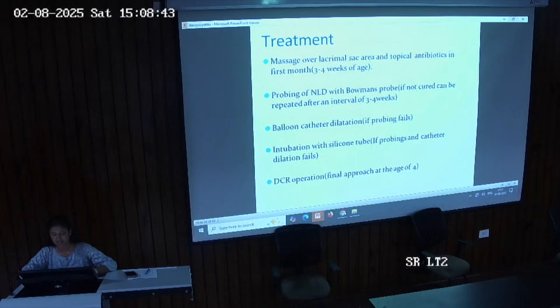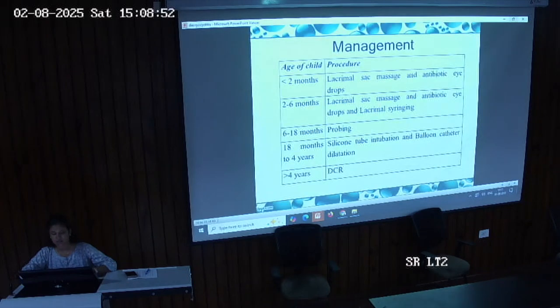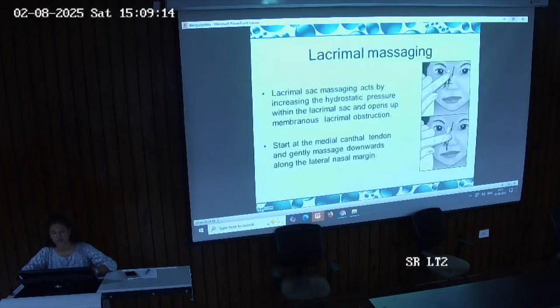And lastly, at the age of 4 years, if there is no resolution of dacryocystitis, then we go for DCR operation. So, less than 2 months of age, lacrimal sac massage with antibiotic eye drops. For 2 to 6 months, lacrimal sac massage with antibiotic drops and lacrimal syringing. For 6 to 18 months, along with massage, probing, and for 18 months to 4 years, silicone tube intubation and balloon catheter dilation. We do DCR only after 4 years of age.